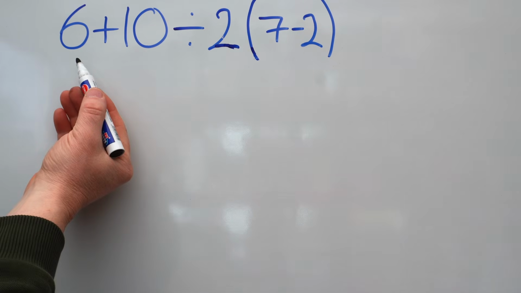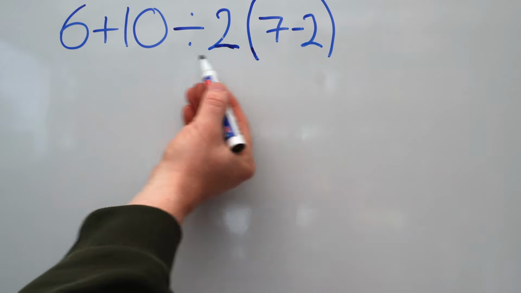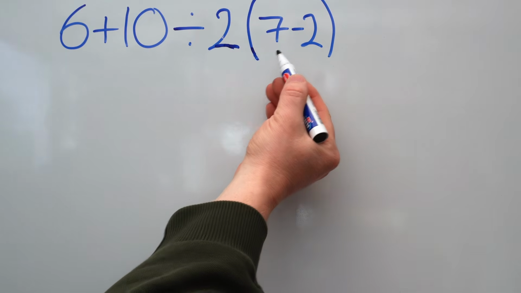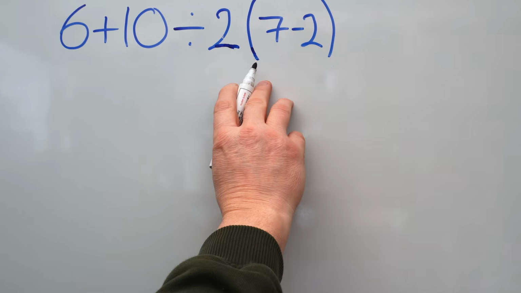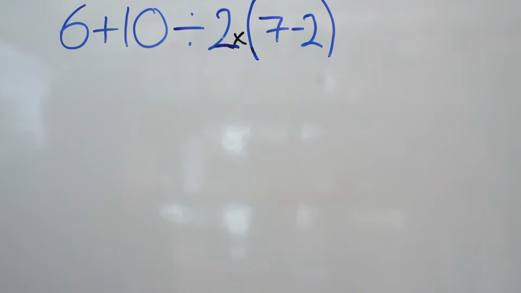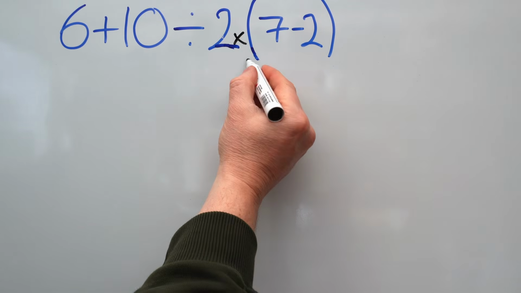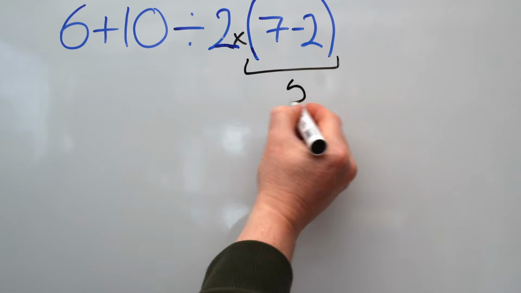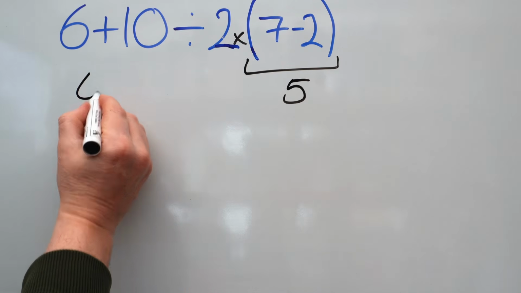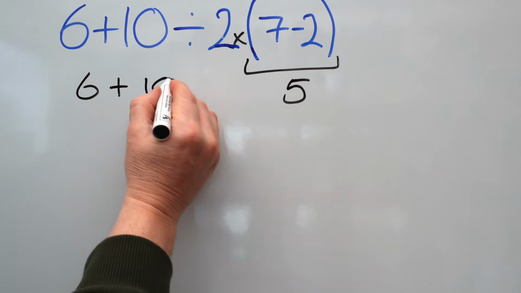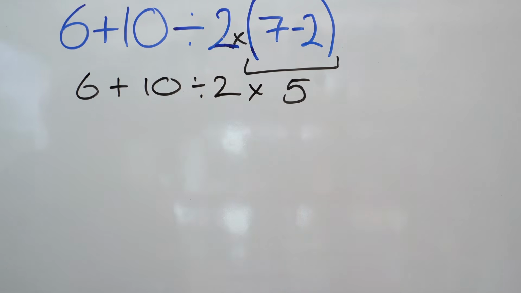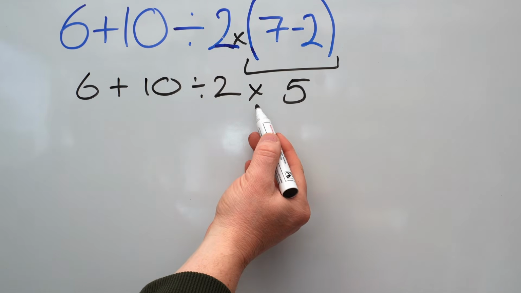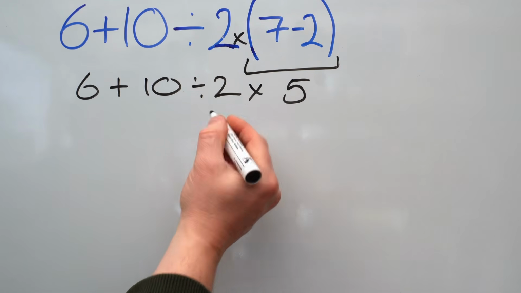So we have this equation, 6 + 10 ÷ 2(7 − 2). Now when you have a number next to a parenthesis, this actually means multiplication. So many people think that we start with the parenthesis, so 7 − 2 equals 5, and we're left with 6 + 10 ÷ 2 × 5. And then they think that the multiplication has a higher priority than division and addition.